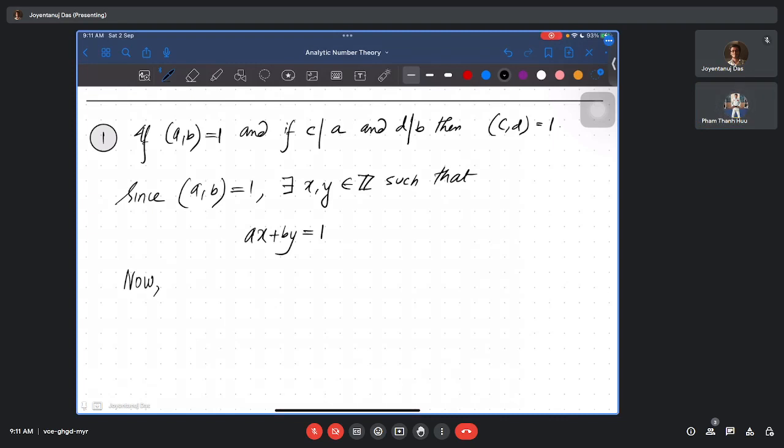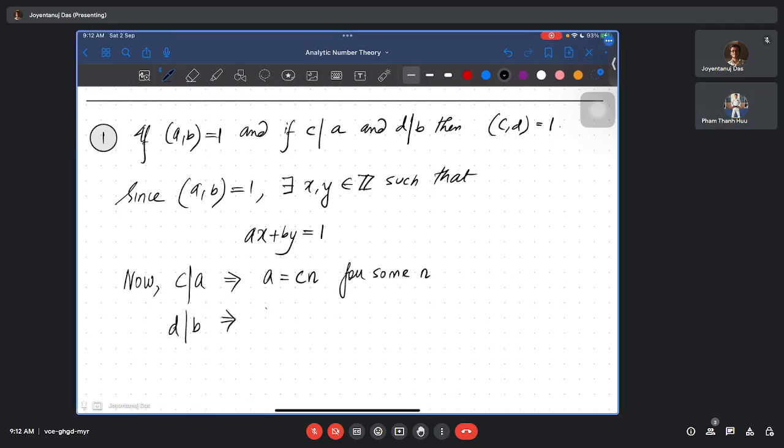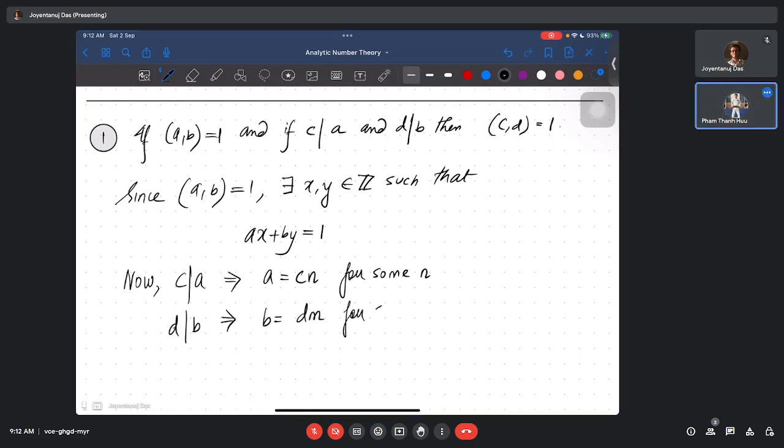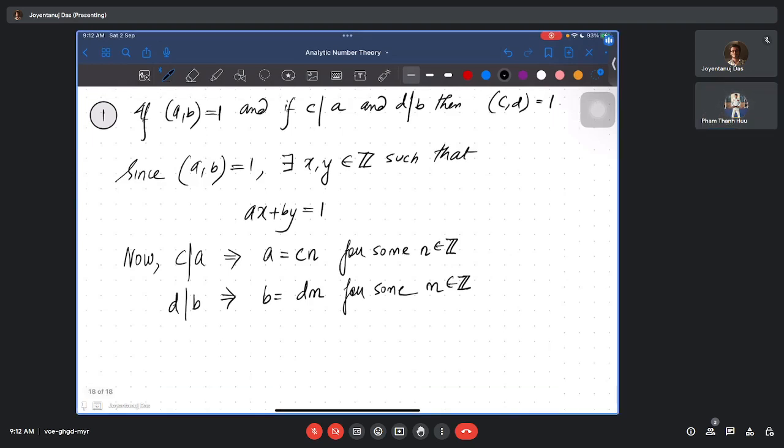Now, what I have is C divides A, so this implies A equals some C times N. And D divides B, so B equals some D times M. Now we can substitute that into that equation.